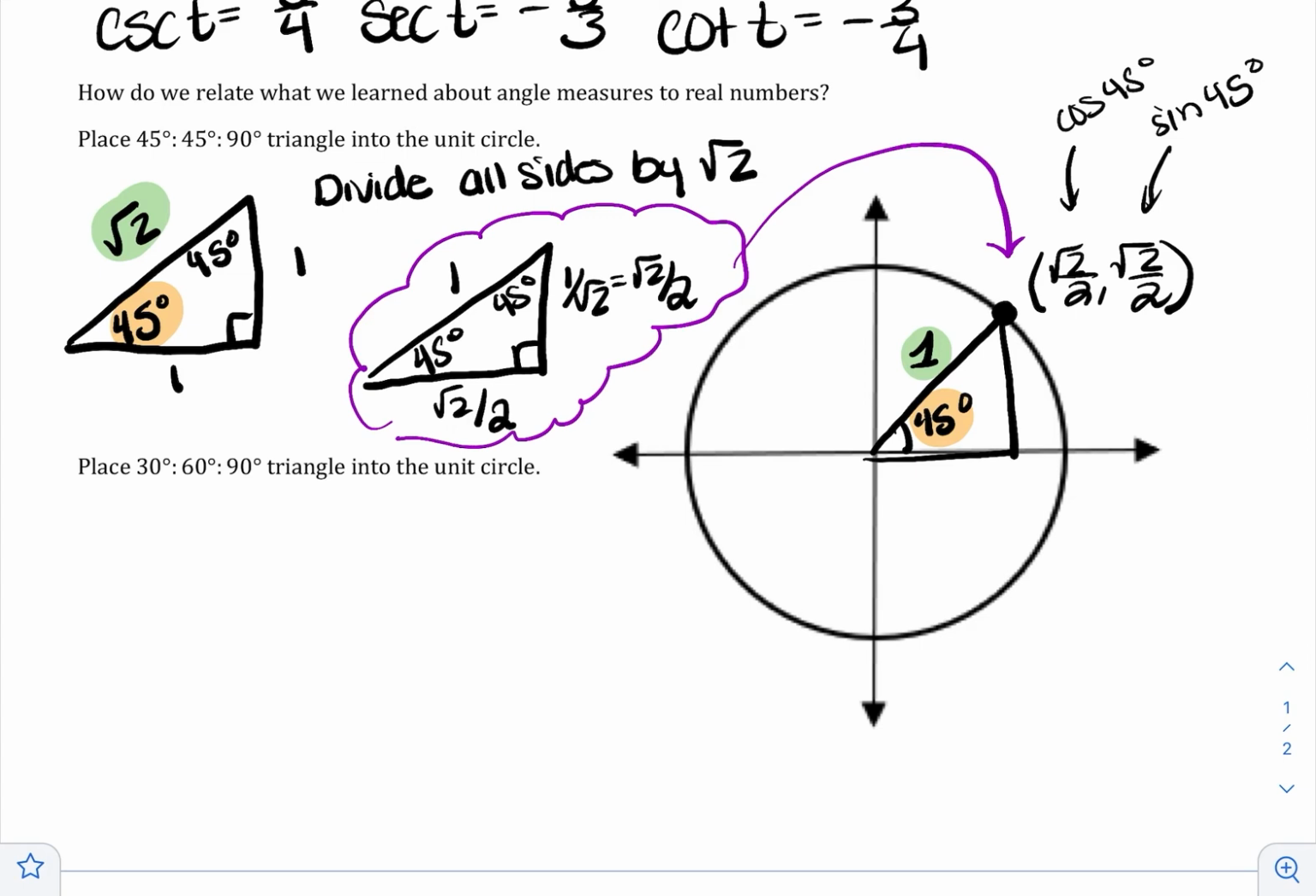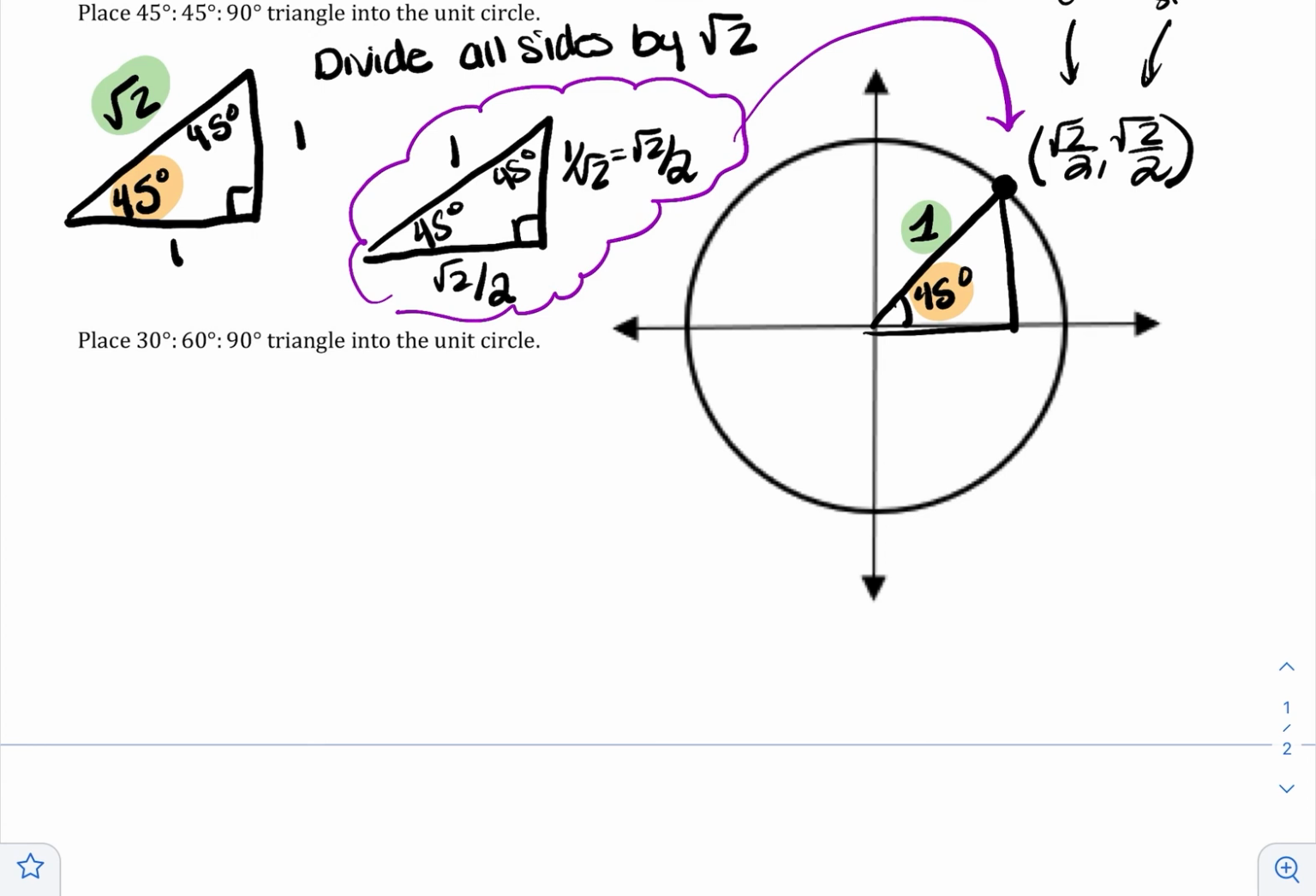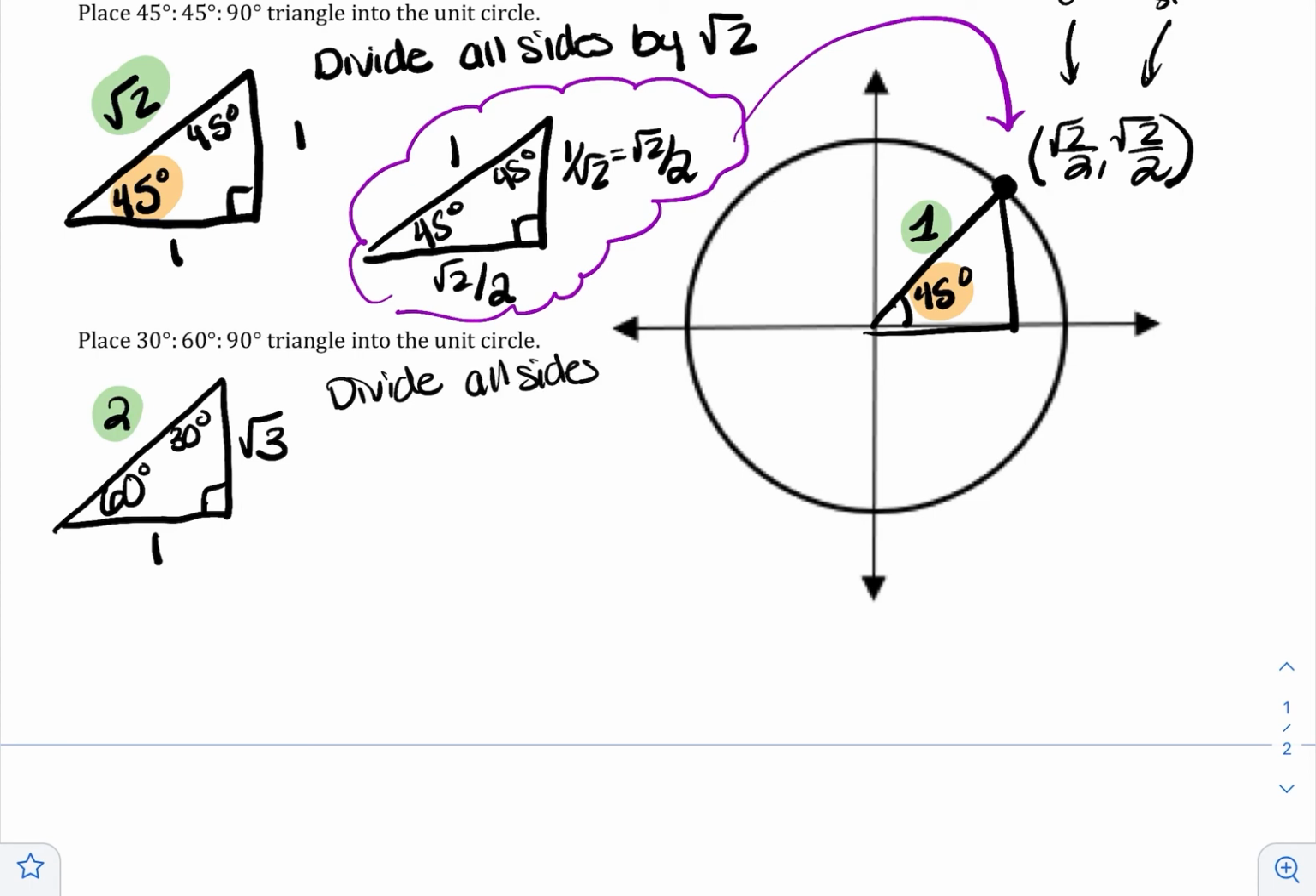The really good thing about it is that we can put more than one angle inside. So we can also do it for 30, 60, 90. So let's draw our triangle. So we had an equilateral triangle. We cut it in half. By the Pythagorean theorem, we found that this was radical 3. Now, again, this is too big because I'm going to want to place it inside. And so I'm going to divide all sides by 2.